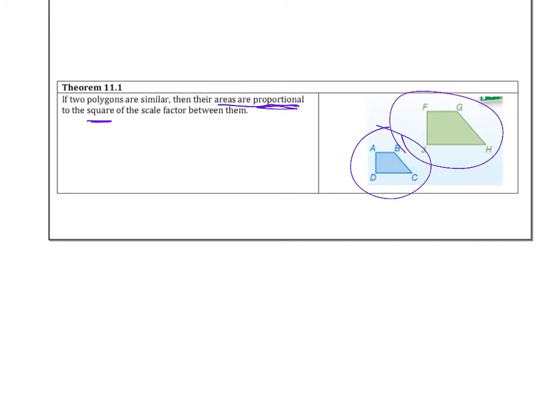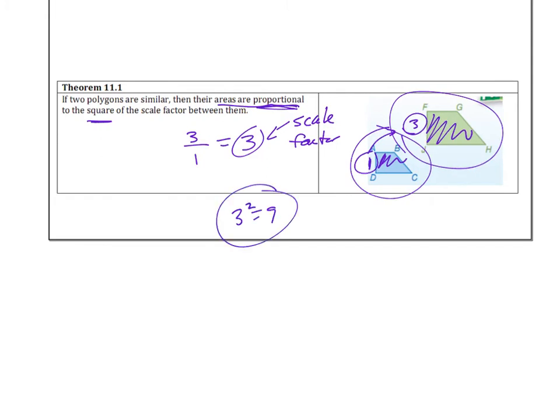If I just say this is 3 and this is 1, we're saying that these two are similar. So this is 1, this is 3. So my scale factor would be 3 over 1, or just 3. That's going to be my scale factor. So the scale factor of the areas, though, is going to be 3 squared, which is just going to be 9. Okay, that's my big idea. Whatever my scale factor is, I square it, and that becomes the scale factor of the areas between the two shapes.